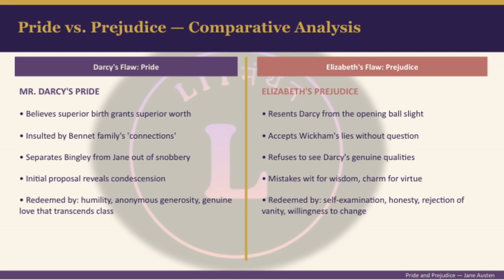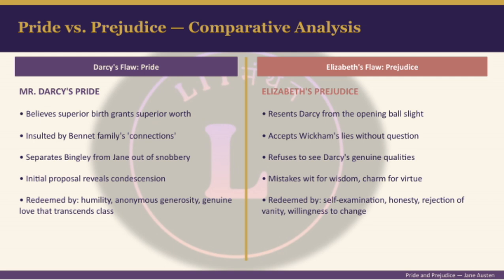Now, turning to Mr. Darcy's pride. He believes that his noble birth automatically makes him superior, which fuels his sense of snobbery. He's insulted when the Bennet family talks about their connections, perceiving them as socially inferior. His pride also causes him to separate Bingley from Jane, simply out of a sense of social superiority. His initial proposal to Elizabeth reveals a condescension that she finds offensive. Yet Darcy is eventually redeemed through humility, acts of anonymous generosity, and his capacity for genuine love that goes beyond social class.